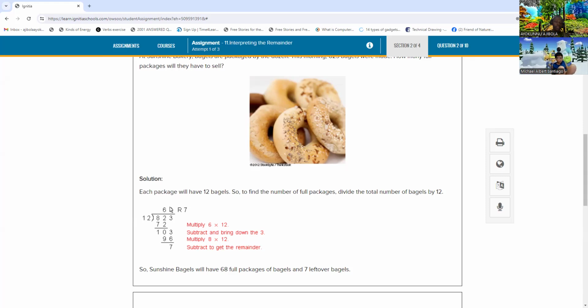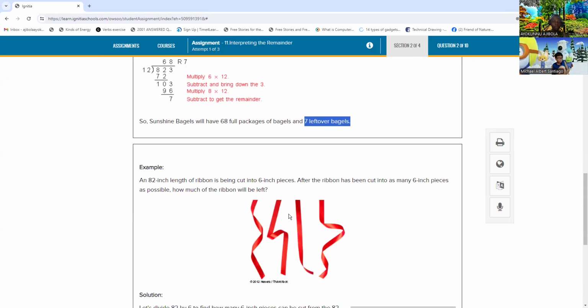Okay. Then it's going to remain 7 left over. Is that clear? Okay. Let's look at another example before we go into questions by the next section.